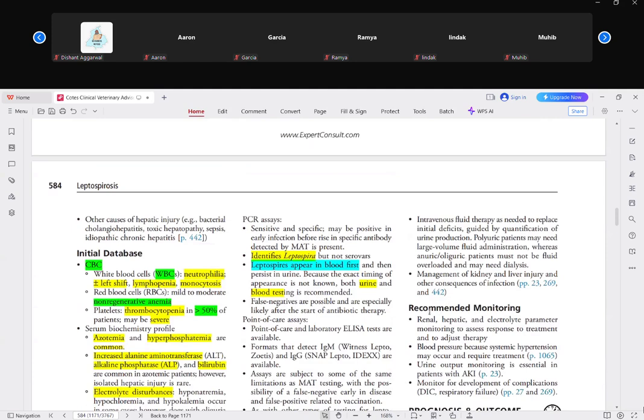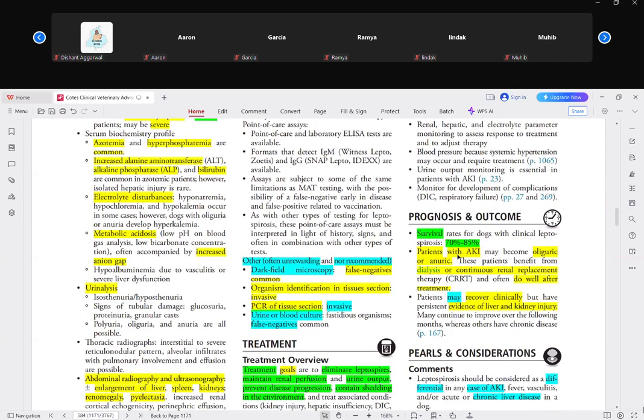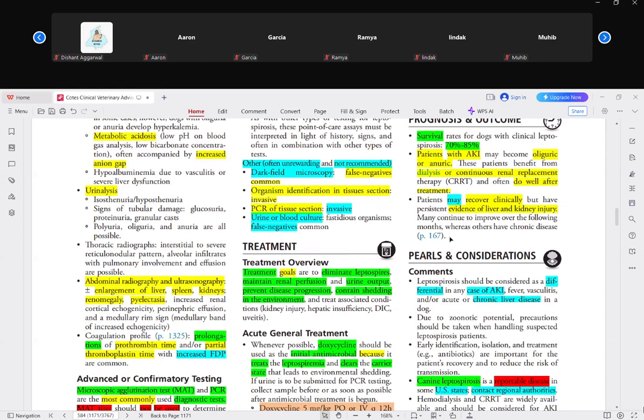For monitoring purposes, you have to monitor the liver and renal values along with the CBC. If you have done the diagnosis and you have treated it, just remember there are 70-85% chances of survival. You have to treat it very aggressively.